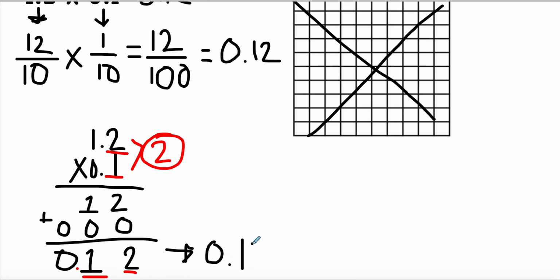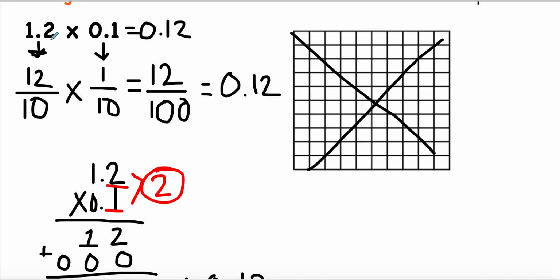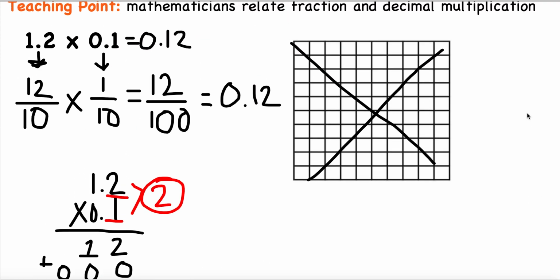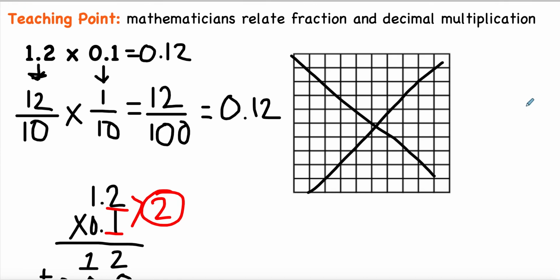So I got 12 hundredths when I multiplied them as decimals using standard algorithm, and I got 12 hundredths when I rewrote both as fractions and multiplied the way I know how to multiply fractions. So those are two different ways to think about it because decimals and fractions are so related.